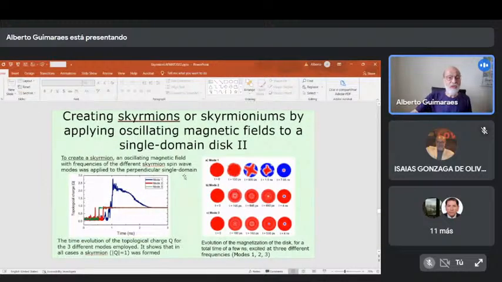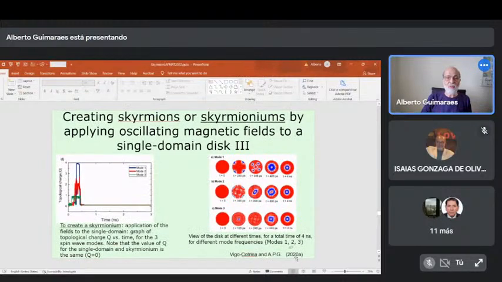This is illustrated here. This is the frequency mode 1, mode 2, and mode 3. This is the time, and this is the topological charge. And then we see that by applying the 3 different modes, one ends up with a topological charge of 1, which characterizes a skyrmion. This is the time dependence of the shape of the structure of the disk, as in about 4 or 5 nanoseconds one creates the desired structure. This is again the creation of skyrmionium, the same idea, but using the modes corresponding to the skyrmionium.